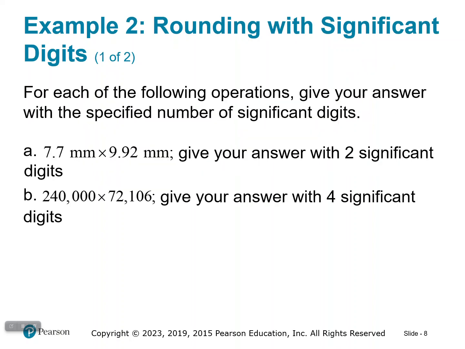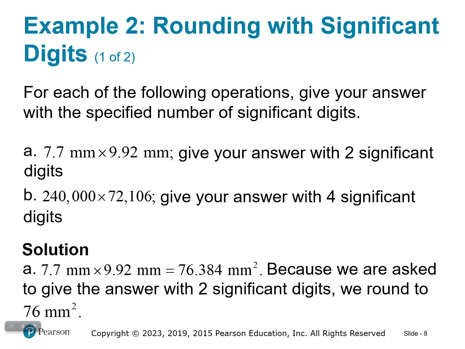Okay, so for each of the following operations, we're going to give our answer with the specified number of significant digits. Ooh, here we go. First, we'll take 7.7 millimeters and multiply by 9.92 millimeters and get 76.384 millimeters squared. Now, this is the answer that you get from the calculator.